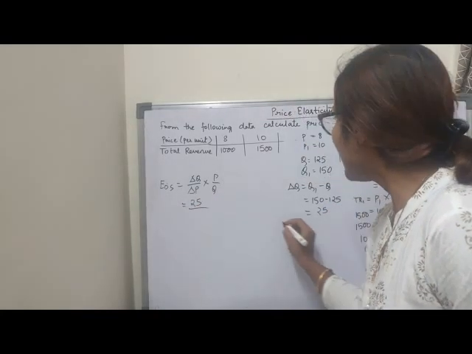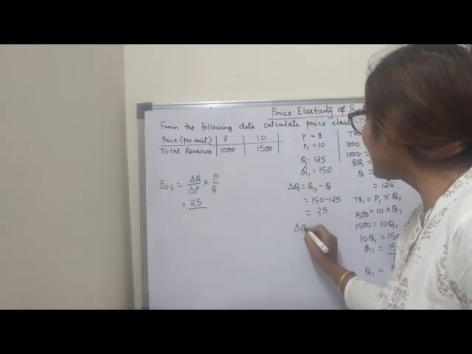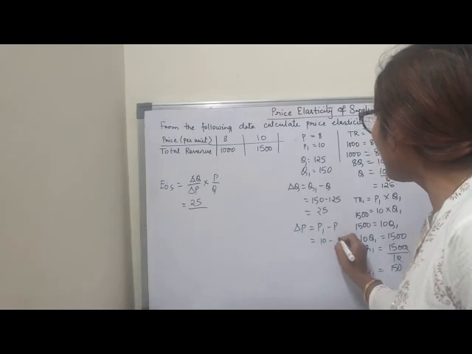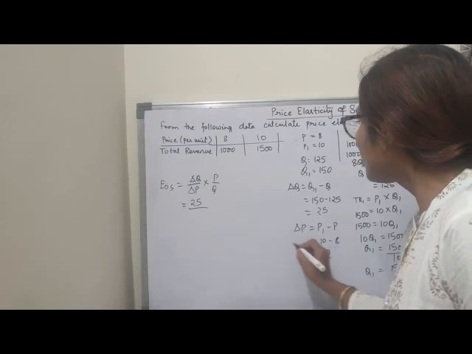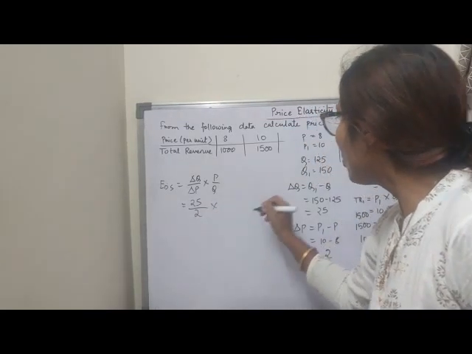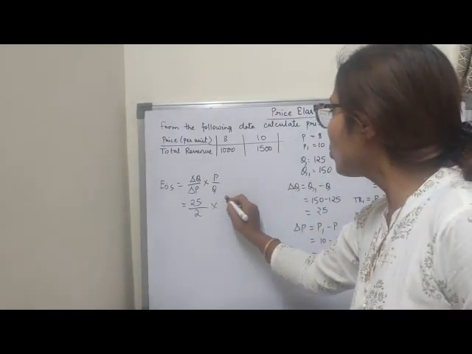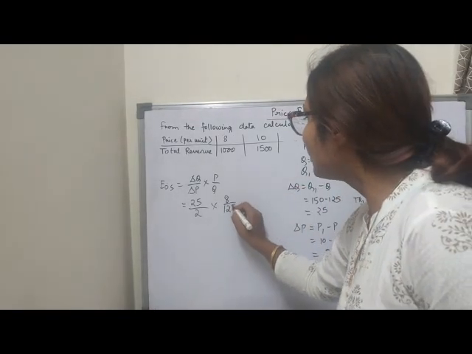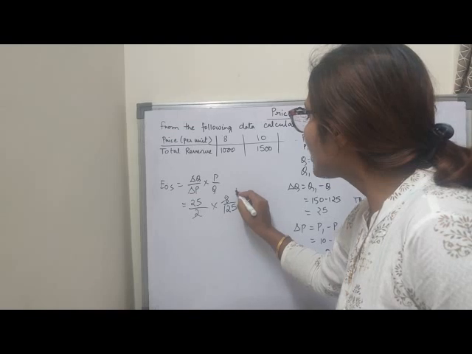Now change in price. How to find out change in price? P1 minus P. So P1 is 10 and P is 8. So 10 minus 8 is 2. So 2. Now my old price is 8 and my old quantity is 125.